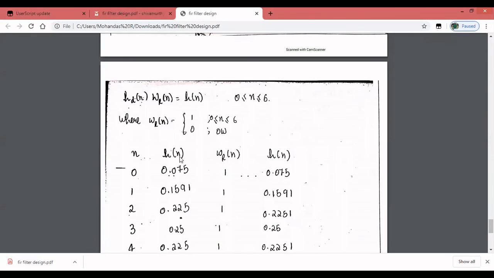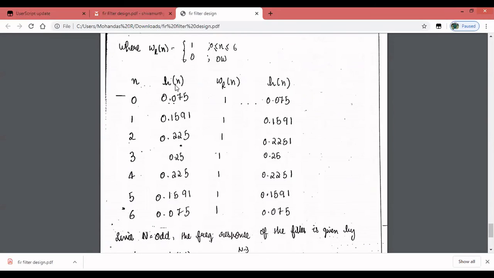You can just call this as h_d(n) itself. A d is missing here, need not worry. In both the cases it is the same, because I'm multiplying h_d(n) with my window function w_r(n), so I'll be getting the same function, that is h(n) itself. So my h_d(n) will be the same as your h(n). Substituting from 0 to 6, I'll be getting h(n). Of course, w_r(n) is 1, so my final h(n) will be same as your h_d(n).